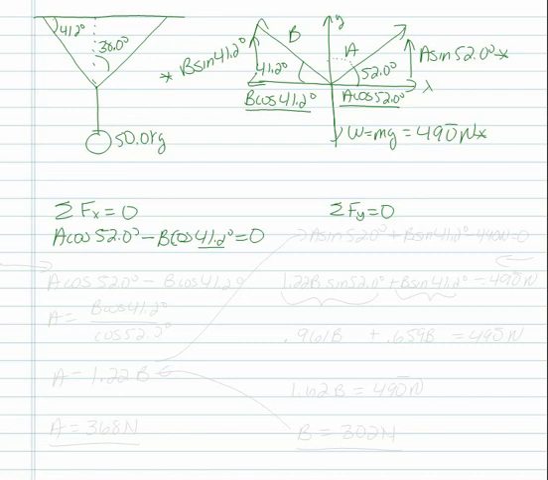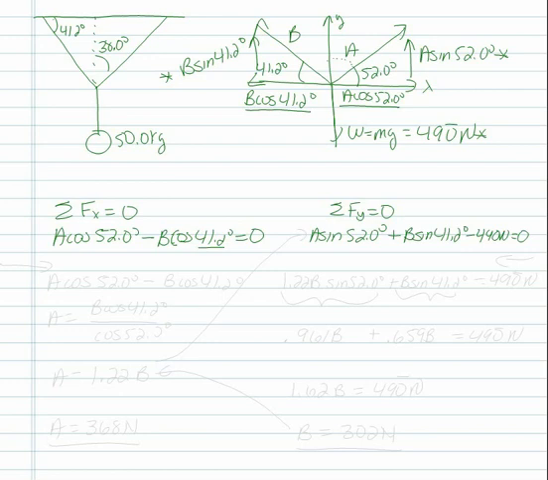Same thing with Y now. A sine 52 plus B sine 41.2, it points up, minus 490 newtons equals 0. 80% of the credit is done. There is no more physics. It's all math. So what's the difference?